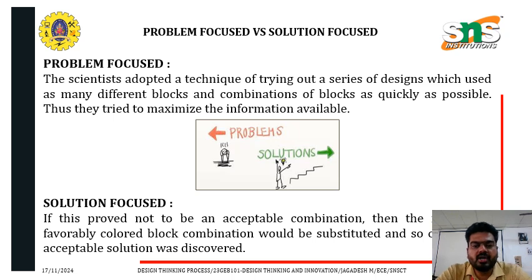So, problem focused versus solution focused. When you think problem focused, the scientist adopted a technique of trying out a series of designs which used as many different blocks and combinations of blocks as quickly as possible. Thus, they tried to maximize the information available. Solution focused: if this proved not to be an acceptable combination, then the favorable colored block combination would be suitable, and an acceptable solution was discovered.